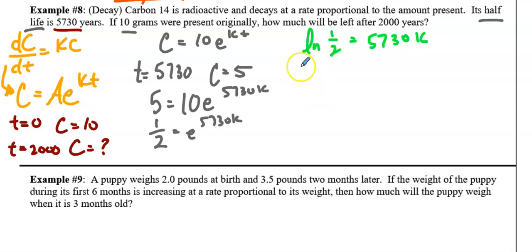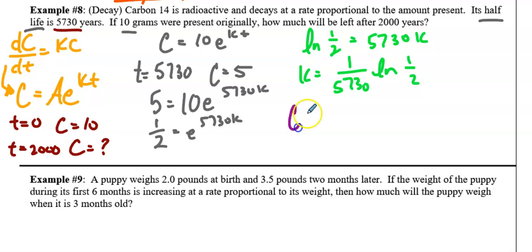So anyways, what is K? K is going to be equal to 1 over 5,730 times the natural log of 1/2. And so that's going to be our equation that we're going to use. So C is going to be equal to 10e to the, this crazy number, 1 over 5,730 natural log of 1/2, times t. And that's how we get this value of K.